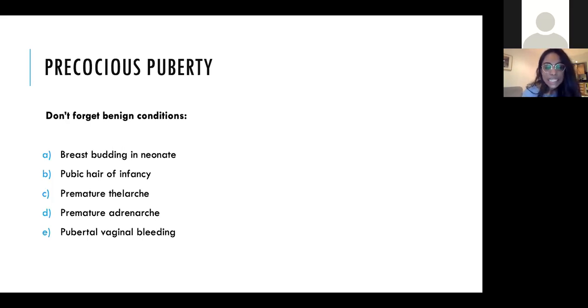Pubertal vaginal bleeding could happen as a one-off episode, or it could be in patterns. When you do blood tests, the results are usually consistent with pre-pubertal, but you have to be very careful with something like that in pediatrics. You have to keep an open mind and include safeguarding concerns, but that's a whole new topic, so I won't go into that. Just something to be aware of, because it's not always what you think.